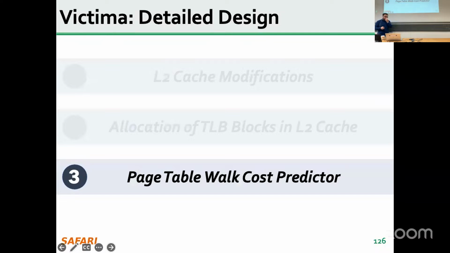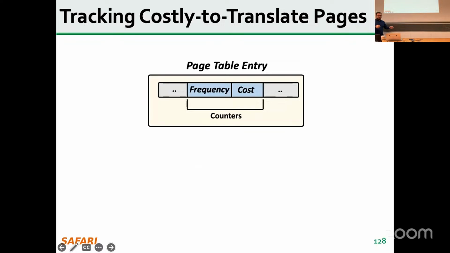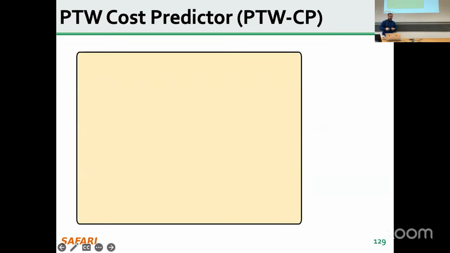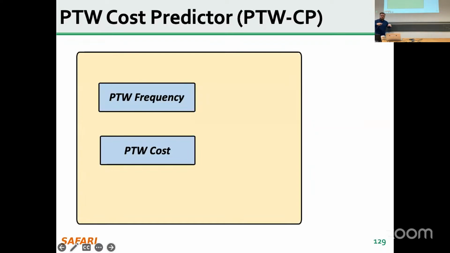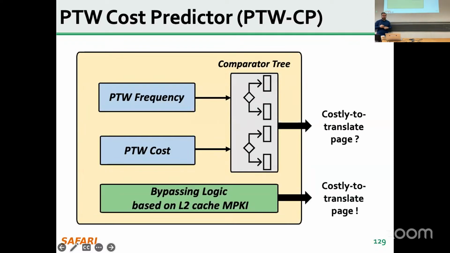And what about the design of the page table walk cost predictor? Its objective is to predict which pages are costly to translate and insert only those inside the L2 cache. How do we track this? It's the same mechanism as Utopia. We embed counters inside the page table entry for the frequency and the cost of the page table walk. Upon a page table walk, we update these counters, and we use a page table walk cost predictor that takes these 2 counters into account. And using a comparator tree, we find out whether this page is costly to translate or not.